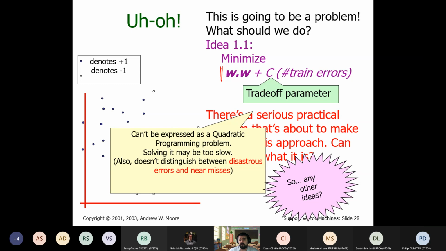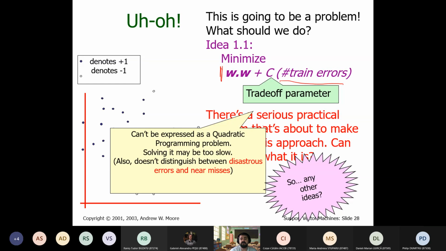Also, there is another problem. If we minimize the number of training errors, we cannot say if that error was a disastrous error or a near miss. If I move the classifier a bit, will these errors disappear? Because if so, it means that they are near misses and they should be considered differently compared to disastrous errors that will remain there no matter what I do with the classifier.